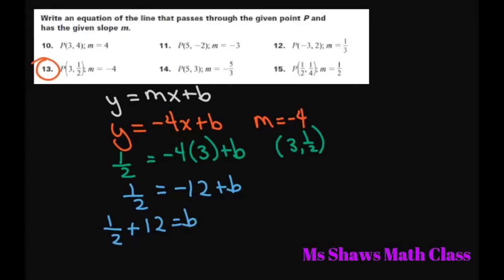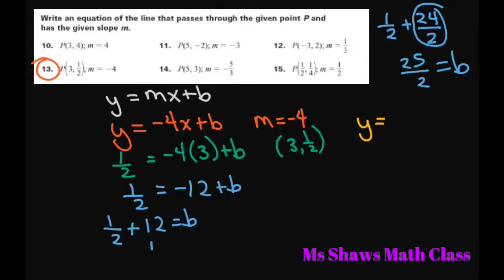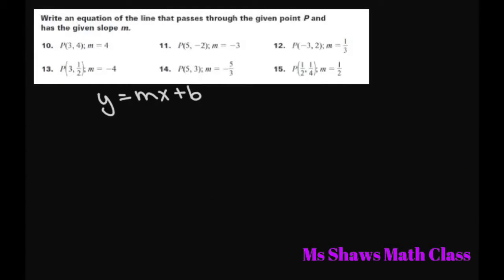equals b. And if I write this in fraction form, I'll just write it up here, 1/2 plus 24 over 2, this equals 12. So that's going to be 25 divided by 2 equals b. Now we substitute. So we get y equals negative 4x plus b. And substitute in the b. Get y equals negative 4x plus 25 divided by 2. All right, go a little faster.